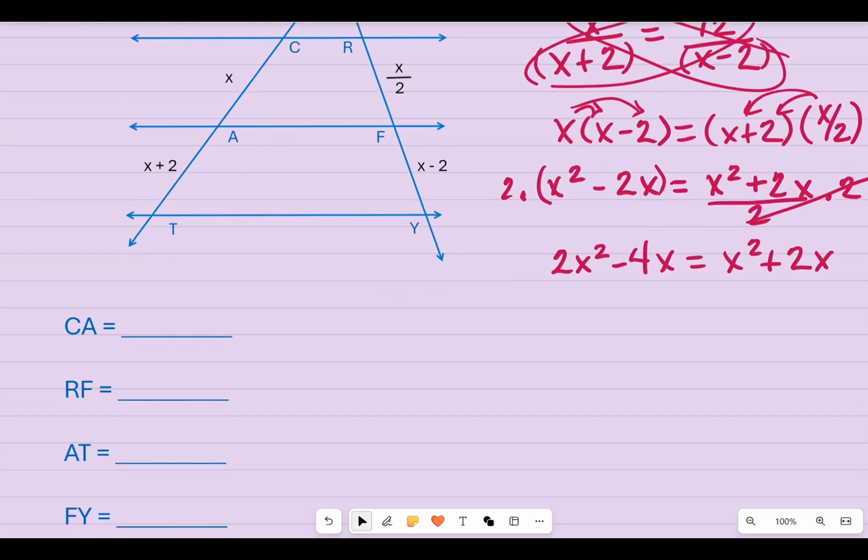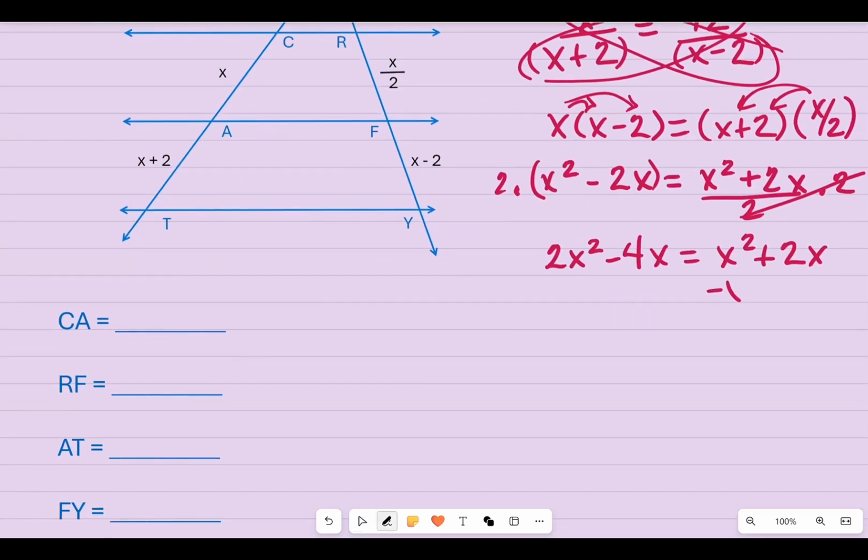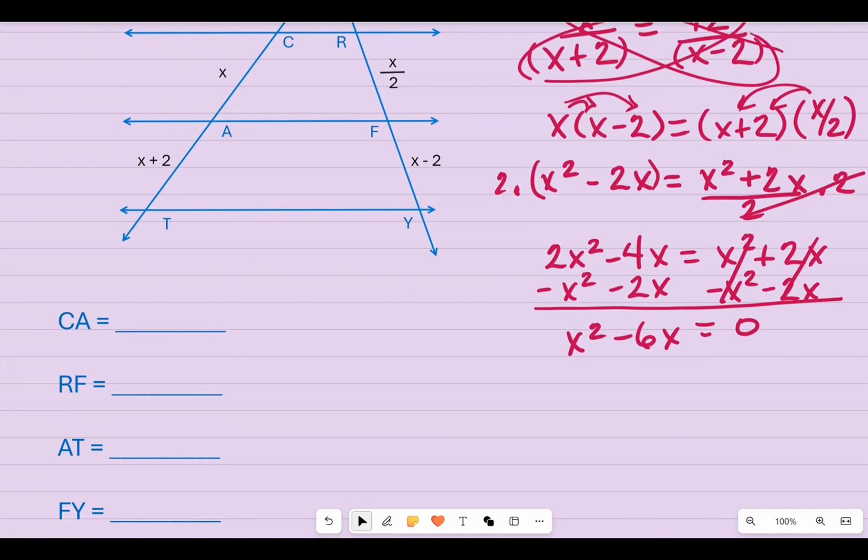In order to do that, I'm going to have to subtract everything on the right-hand side over to the left-hand side and set it equal to 0. And you know what that means? That means we are about to factor. The reason I did that is because every term had an x on it, so I have to combine them all on one side. So I have x squared minus 6x, and my greatest common factor is x. I'm left with x minus 6 is equal to 0.